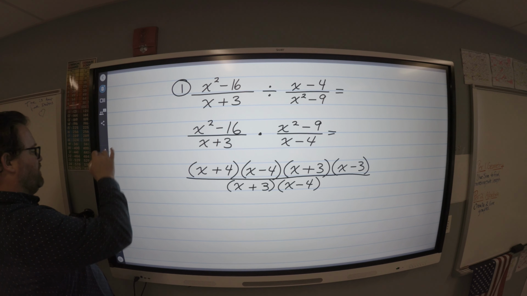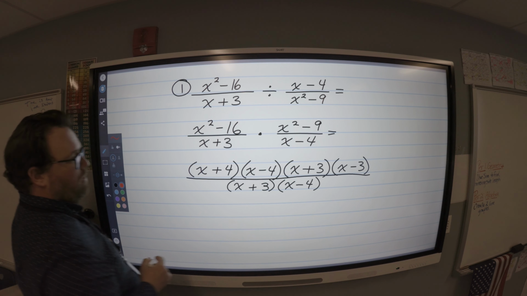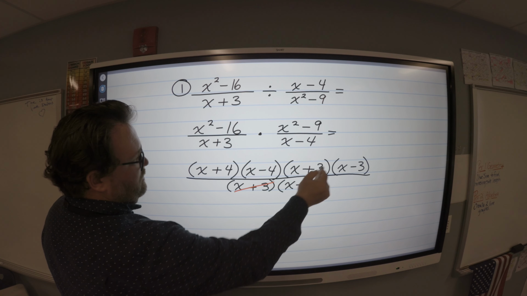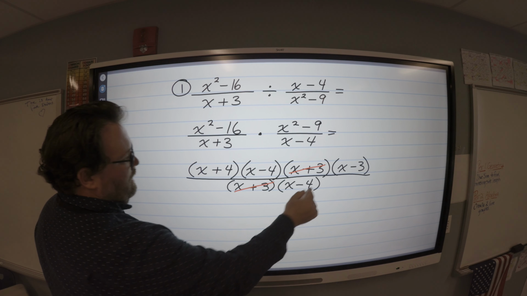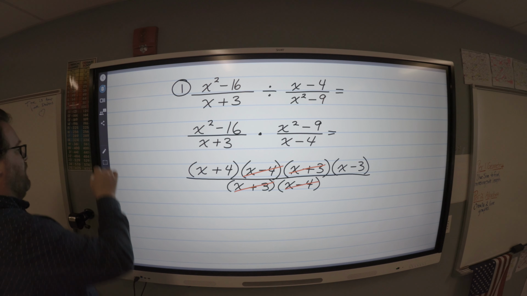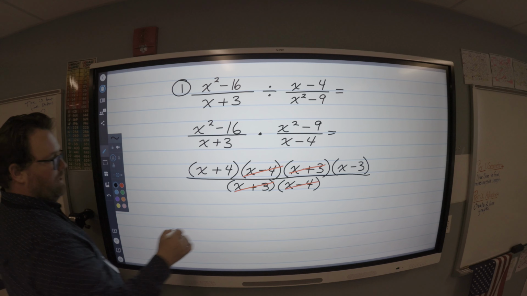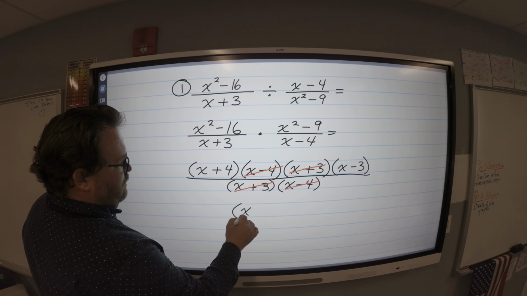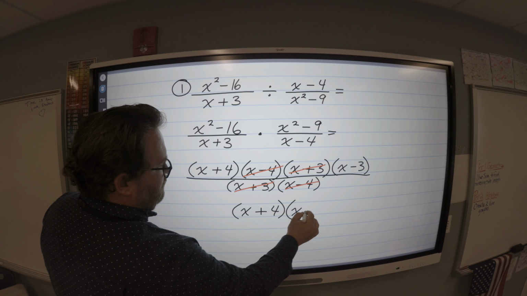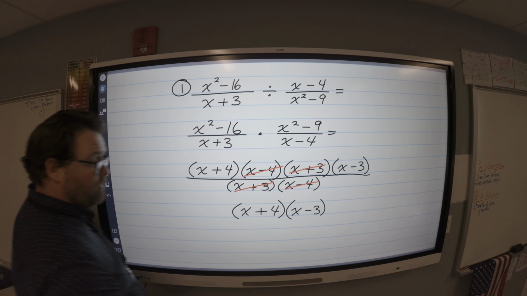Okay, so we're going to cancel out our common factors. So x plus 3 cancels out with x plus 3 here, and x minus 4 cancels out with x minus 4 here. And what we're left with is x plus 4 times x minus 3. So that's factored form.